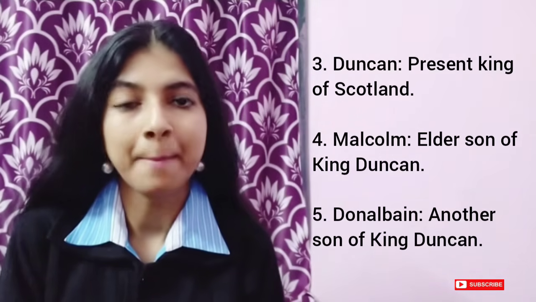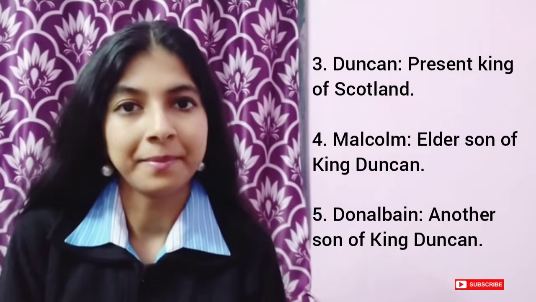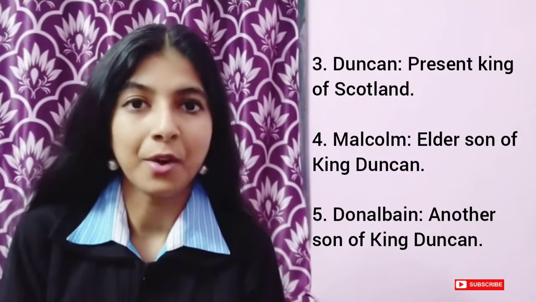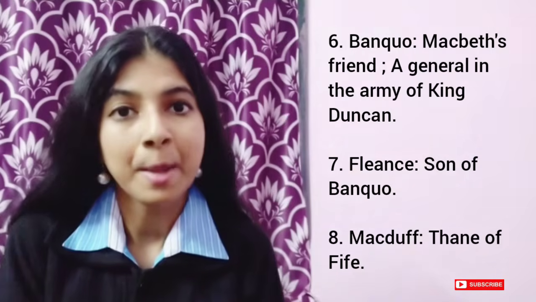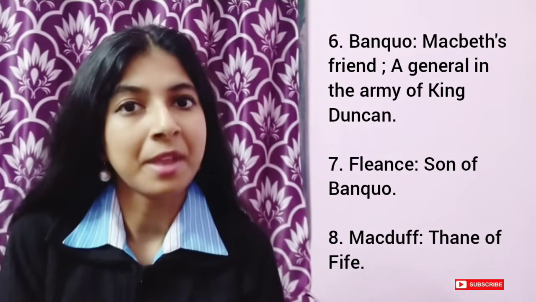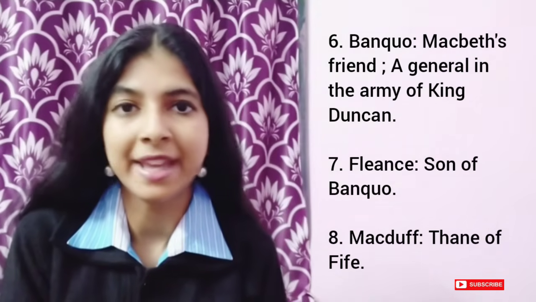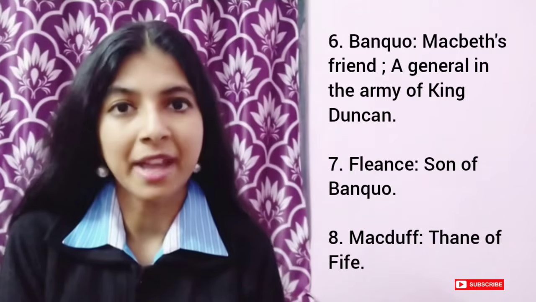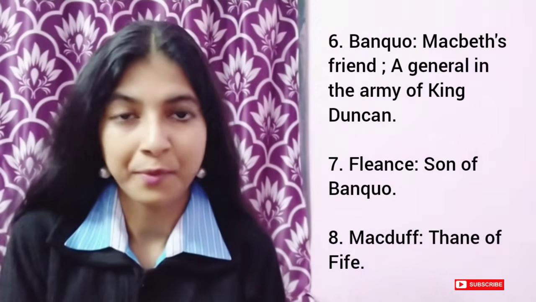Next we have Malcolm, the elder son of King Duncan. Then we have Donalbain, another son of King Duncan. Next we have Banquo, Macbeth's friend, a Scottish general in the army of King Duncan. Fleance, Banquo's son. Macduff, Thane of Fife.